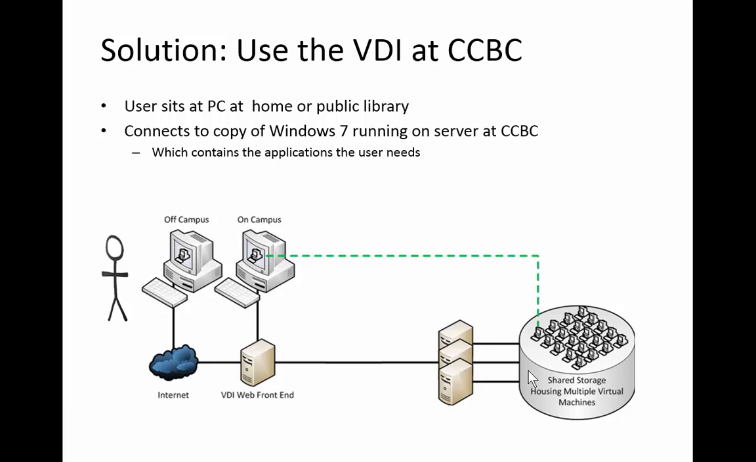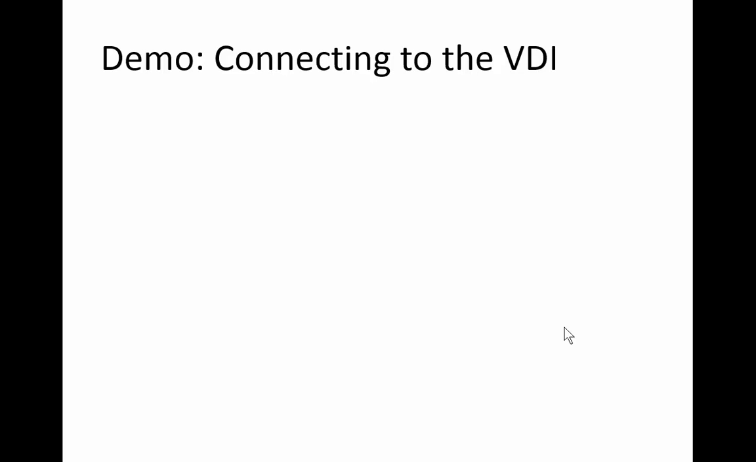Here is the diagram. The user sits at a PC at home or at the public library, and then connects to a virtual copy of Windows 7, which is running on a server at CCBC and which contains the application that the user needs. Let me do a demo.